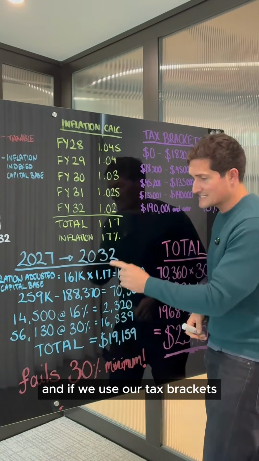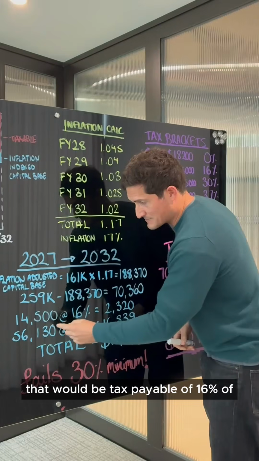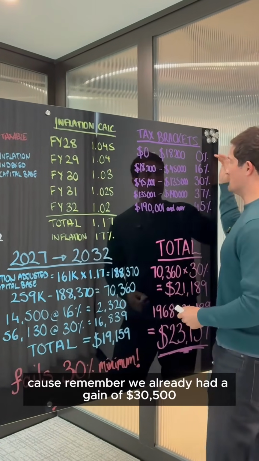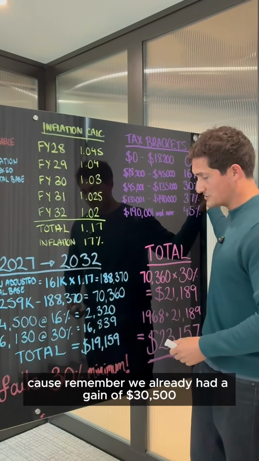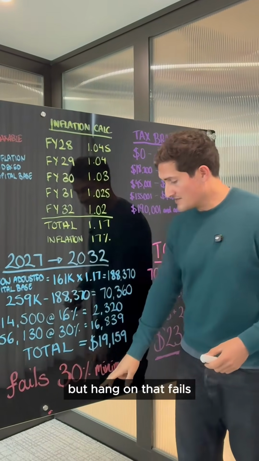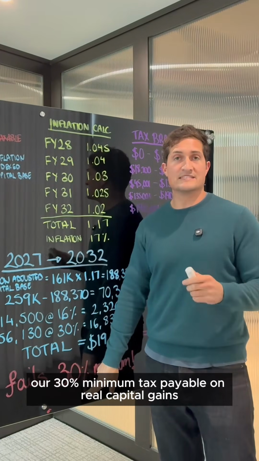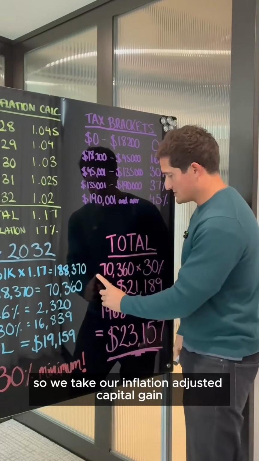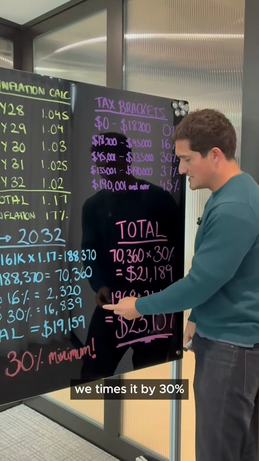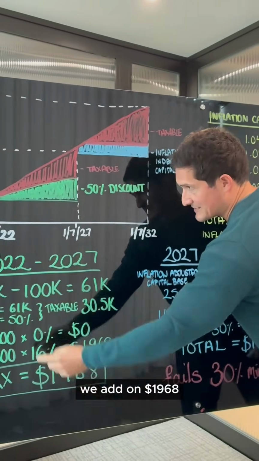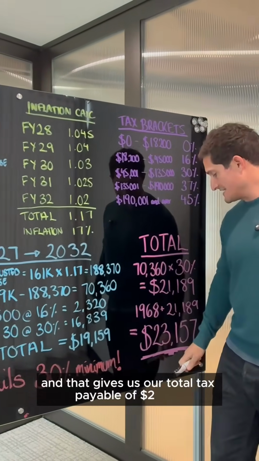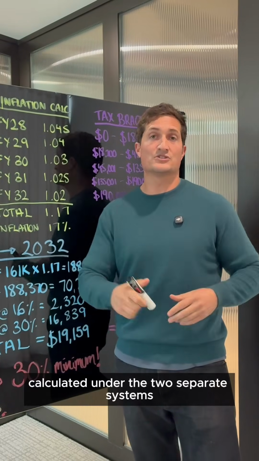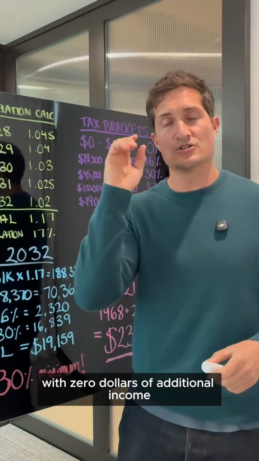And if we use our tax brackets, that would be tax payable of 16% of $14,500 and 30% of $56,130. Because remember, we already had a gain of $30,500 to push us up our tax brackets. But hang on, that fails our 30% minimum tax payable on real capital gains, which is applicable under the new system. So we take our inflation adjusted capital gain, we times it by 30%, we add on $1,968, which is the tax payable for the first 5 years, and that gives us our total tax payable of $23,157, calculated under the two separate systems for an individual with $0 of additional income.